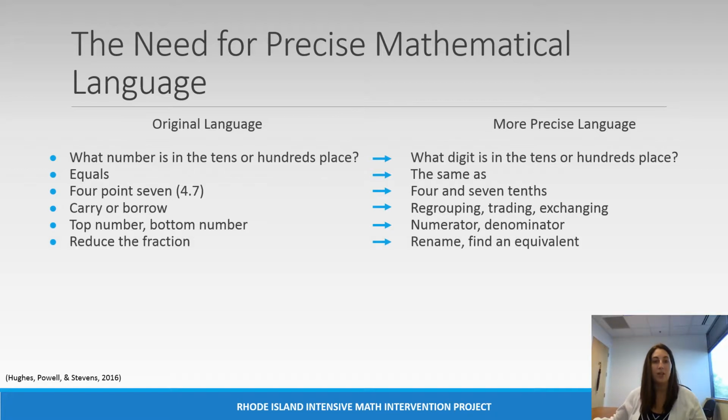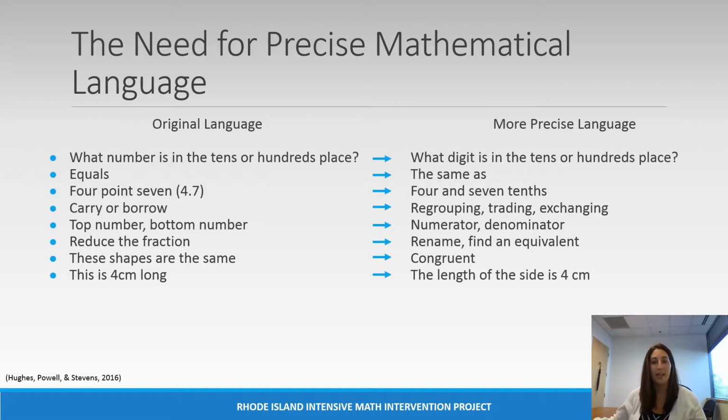Number 6, reduce suggests that the result is less in quantity. However, the magnitude of the fraction does not actually change. The change is in the digits that are used to represent that magnitude. Number 7, referring to two shapes as being the same is too vague. Instead, use the more precise technical term congruent, as that describes that the two are the same shape and size. Number 8, the use of the word long is not mathematically correct. Instead, say the length of the side is 4 centimeters.